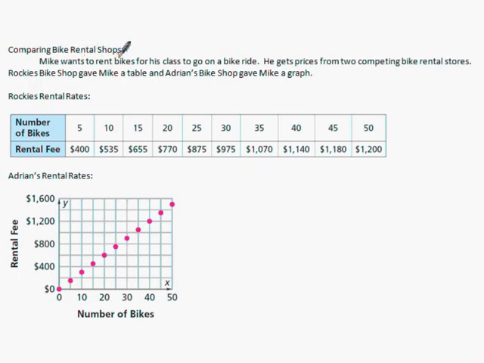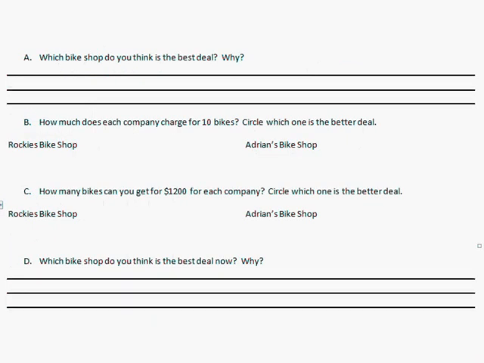Comparing bike rental shops. Mike wants to rent bikes for his class to go on a bike ride. He gets prices from two competing bike rental stores. Rocky's bike shop gave Mike a table, and Adrian's bike shop gave Mike a graph. So if we take a look, we have Rocky's rental rates, and we have Adrian's rental rates. So let's look. First question, which bike shop do you think is the best deal and why?